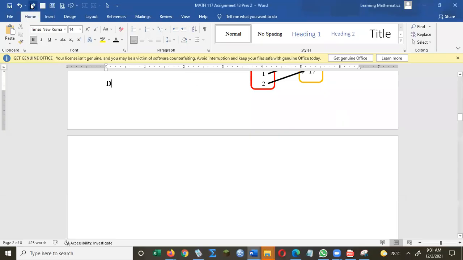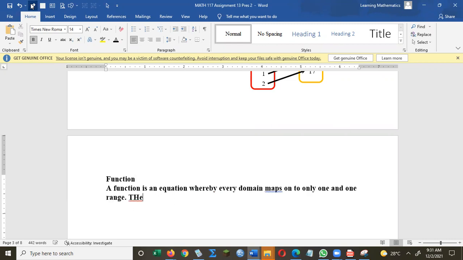Yes, so we're going to talk about functions now. First, we have to define what is a function. What is a function? A function is an equation, and please take note of that. A function is an equation whereby every domain maps only onto one range.